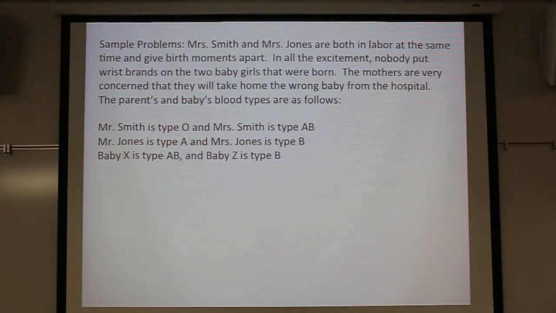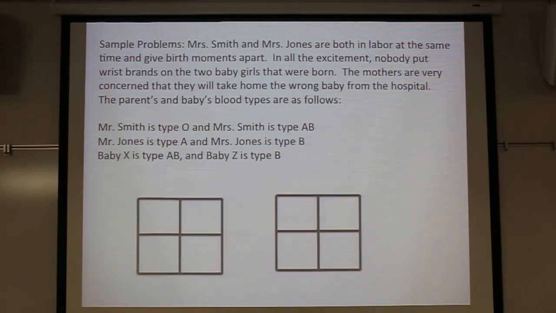So they give us the blood types. We got Mr. Smith, blood type O, and Mrs. Smith, blood type AB, and Mr. Jones, blood type A, Mrs. Jones, blood type B, and then we know what the babies are. Baby X is blood type AB, and baby Z is blood type B. And they're trying to figure out, does baby X go with the Joneses or the Smiths, or does baby Z go with the Joneses or Smiths, and how do you figure that out?